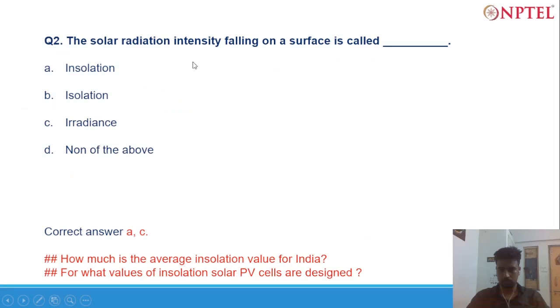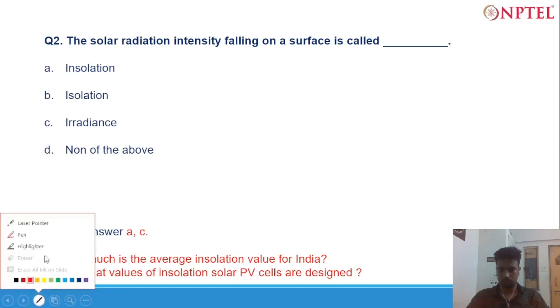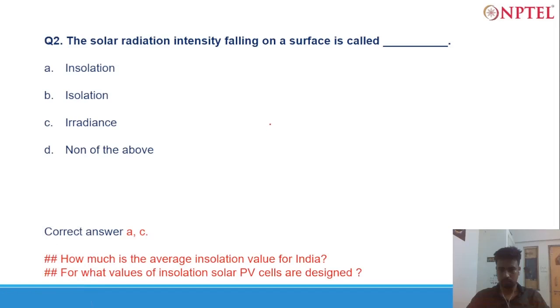The second question is: solar radiation intensity falling on the surface of Earth is called. So what should be the solar radiation intensity which falls on the surface of Earth? What should it be called? This is the question. So one option is insolation, another is isolation, another is irradiance. So what should be called?